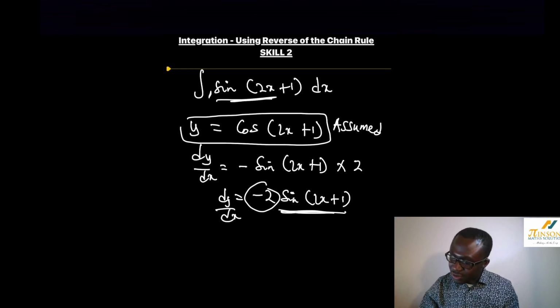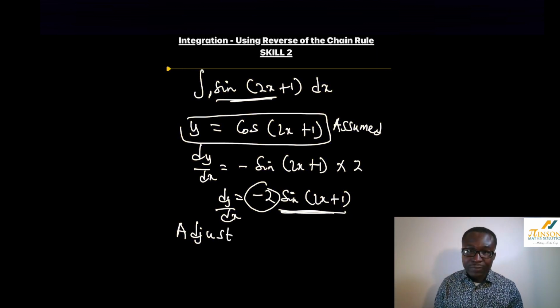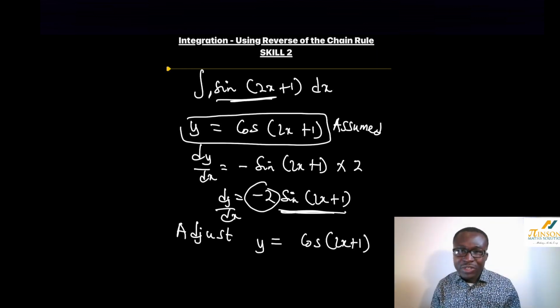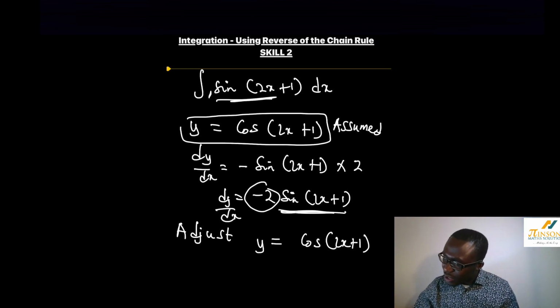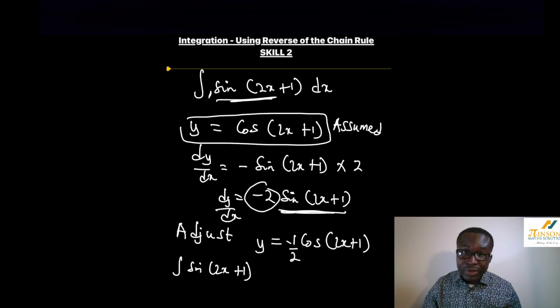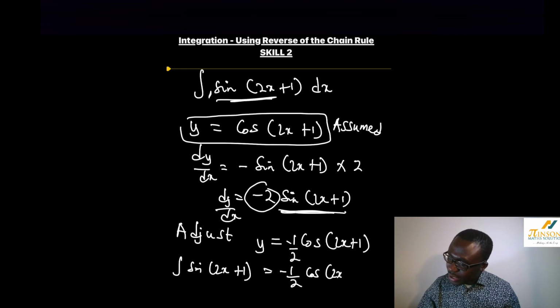So we adjust it, so I'll write adjust. That helps me to take note of what it is that I'm adjusting. So I'm adjusting my y equals cos 2x add 1. Because I know when I differentiated I'll get a minus 2, which I don't want, therefore I should have minus a half in front of it. What that means is, when I integrate sine 2x add 1, I am definitely going to have minus a half cos 2x add 1.